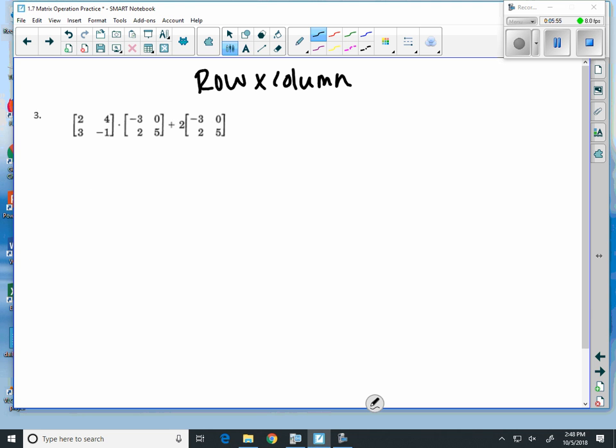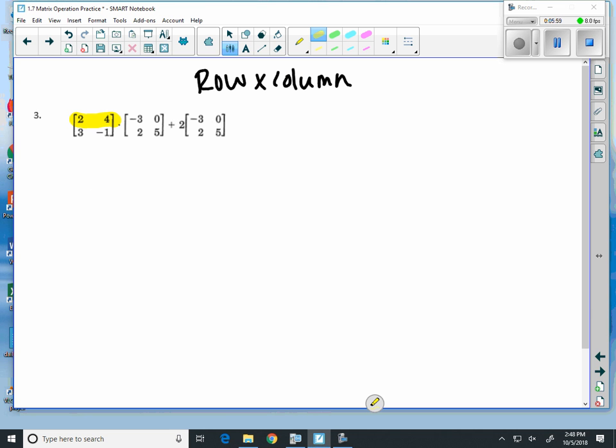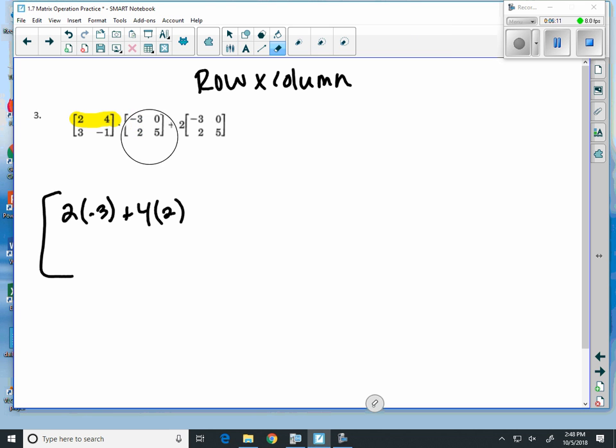So we're going to go ahead and multiply. When we multiply, we do row by column. So we're going to do row, column. There's our first entry. Now that I did column 1, I'm going to go to column 2.